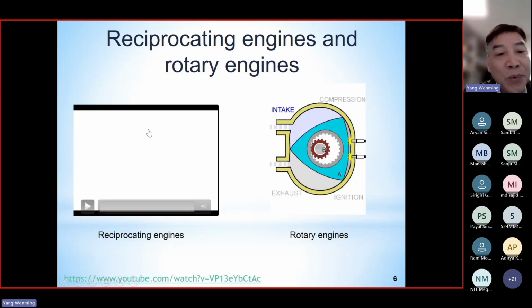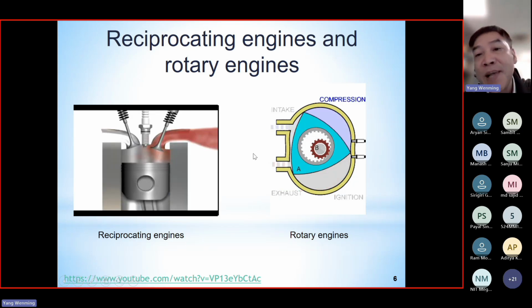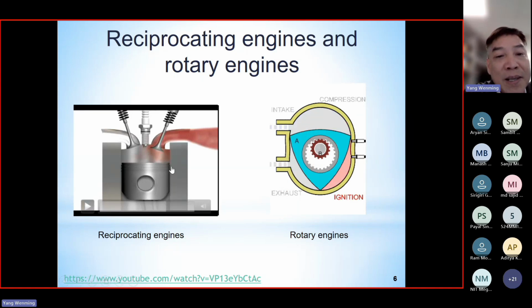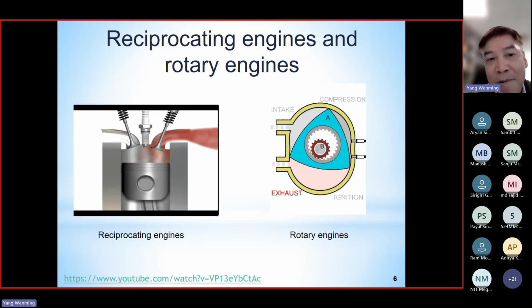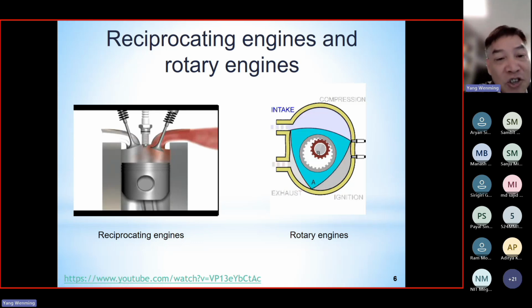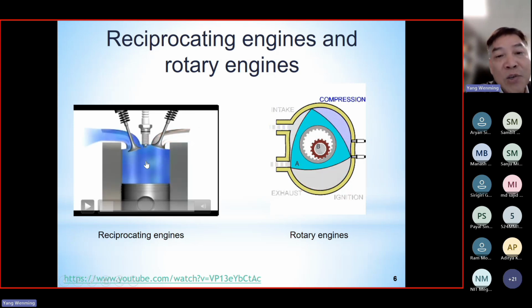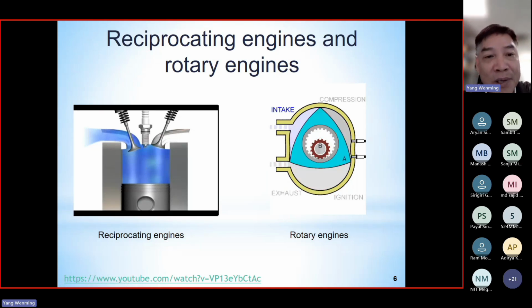If we compare the two designs, you can see that in the rotary engine the fresh charge is delivered to the engine continuously. In this design, only in the intake stroke do we have fresh charge supplied to the engine, as the first stroke. This one is the intake stroke, so fresh charge will be drawn into the engine.